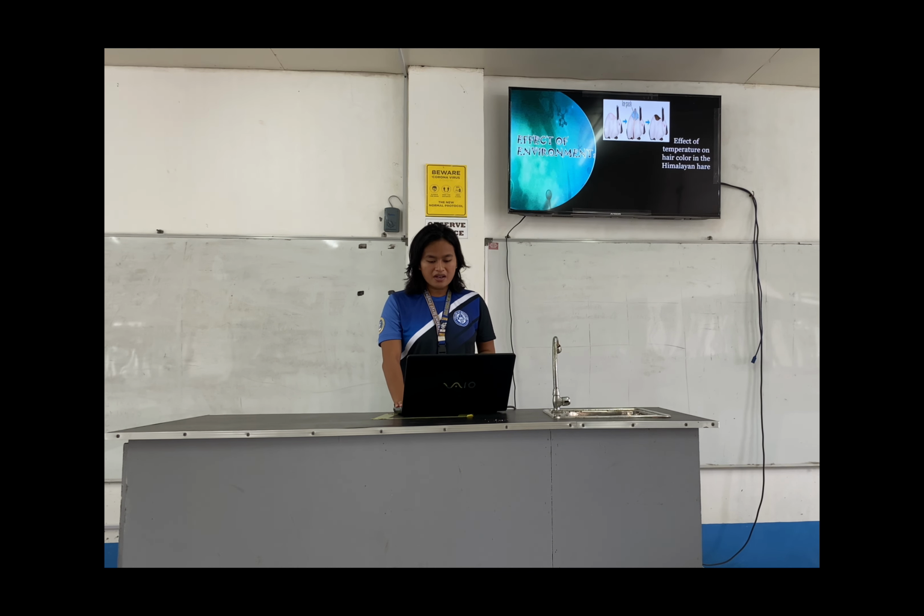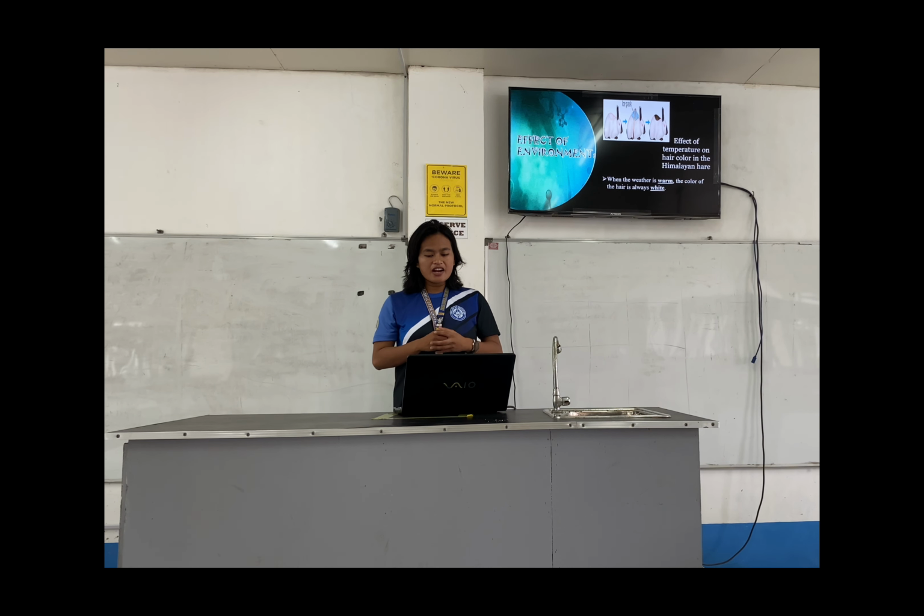The next one is the effect of temperature on hair color in the Himalayan rabbit. The Himalayan rabbit is the first scientific explanation of the scientists, wherein they found that when the weather is warm, the color of the fur is always white.